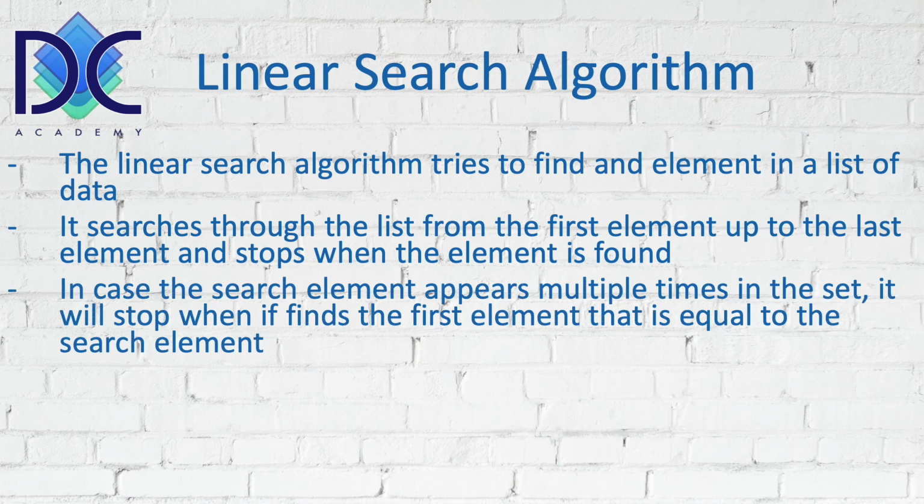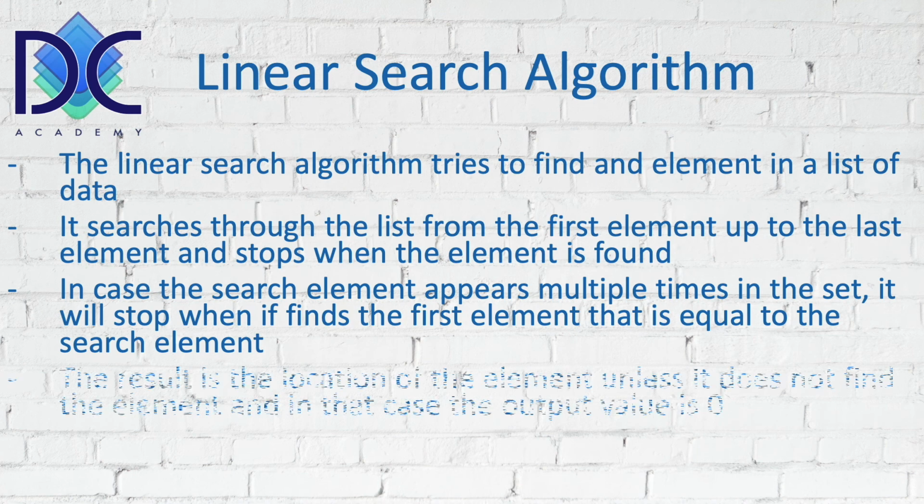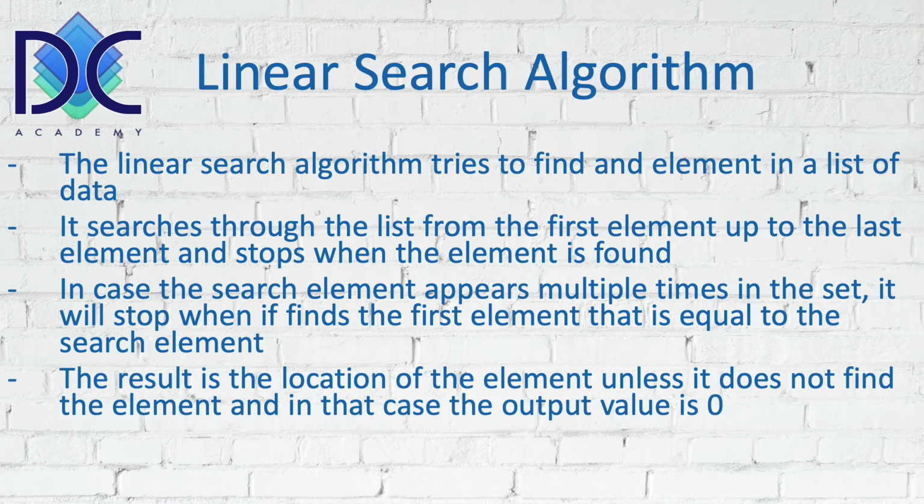Now, when the same element appears multiple times in a set, the algorithm will stop when it finds the first element. So once we find the first element that is equal to the search element, it will stop. It's also possible to have a search algorithm where we want to find all the identical elements. For example, dates of birth could occur more than once in a list. But let's say we have a list with unique numbers or unique data, and we try to find one element in that list. The result of this is the position of that element in the list.